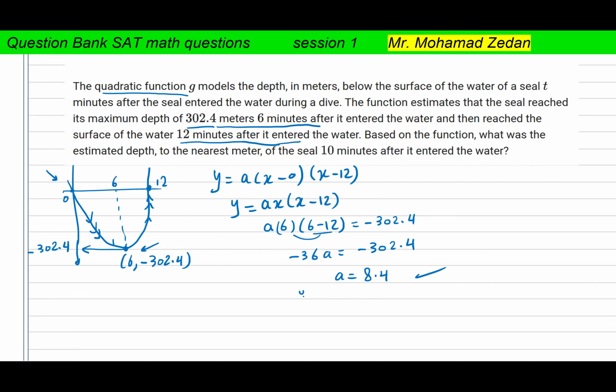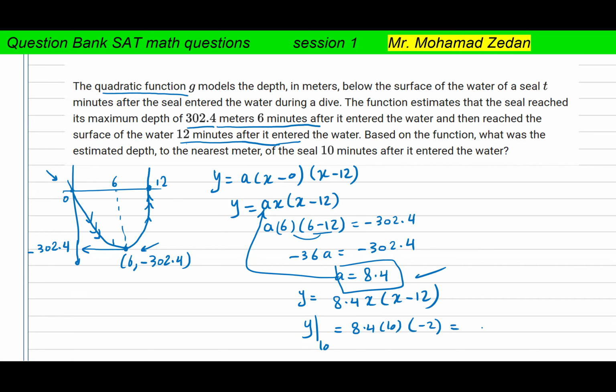Correct. So y is now equal to, after knowing the value of a, just bring it back into the equation: 8.4x times (x minus 12). This is the function, and no need to multiply. I need the depth of the seal at t equals 10 minutes. So just substitute: 8.4 times 10 times (10 minus 12, which is negative 2). So the depth will be negative 168. Just ignore the negative sign in the answer box in the exam. Just write 168.